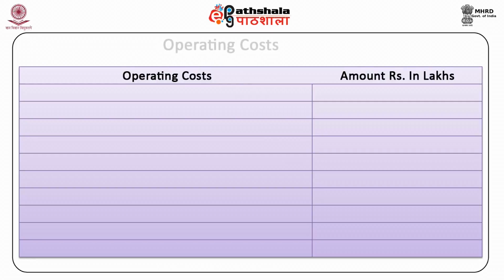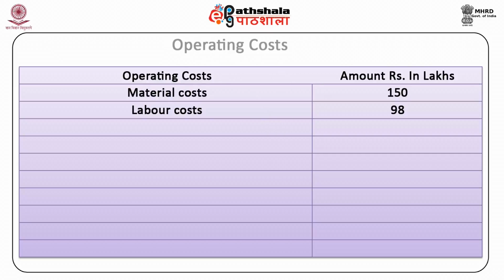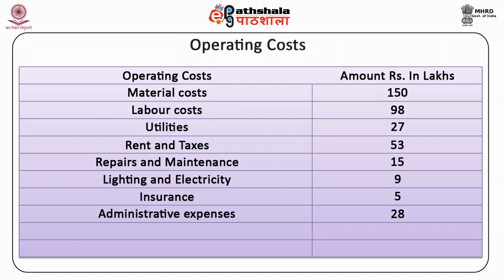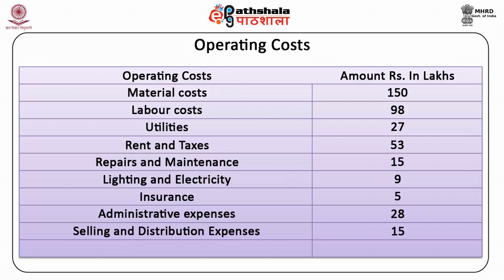Operating cost includes various costs like material cost, labor cost, utilities, rent and taxes, repairs and maintenance, lighting and electricity, insurance, administrative expenses, selling and distribution expenses, which gives a total of rupees 400 lakhs as per this table. Sometimes the firm is also interested in finding out the cost per unit of production. For this, it may prepare a cost sheet.